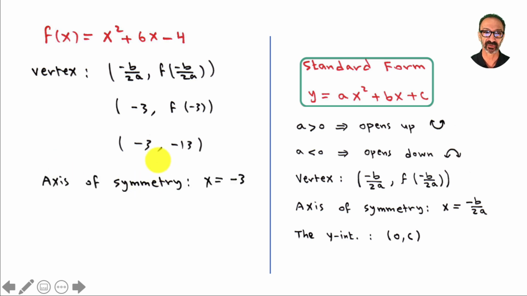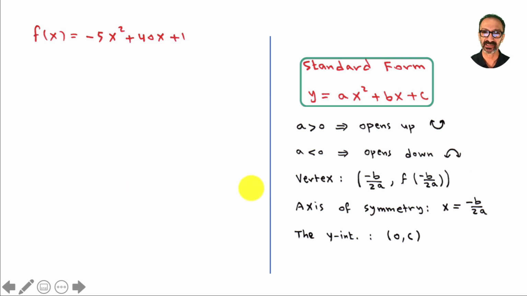Well, you know the axis of symmetry is going to be just the x-coordinate, just the x-coordinate of the vertex. And the y-intercept will be 0 and negative 4. The C part goes right here. One more example. Standard form again.